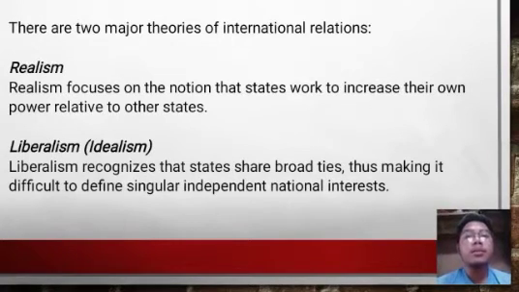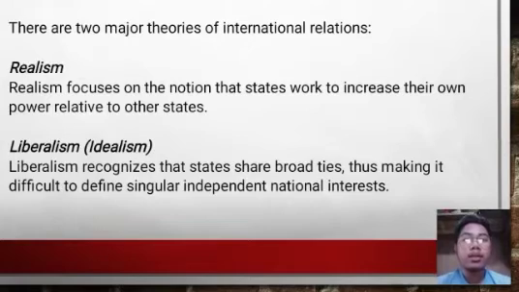Realism is focused on the nation-state, where states work to increase their own power relative to other states. In other words, realism states that the only certainty in the world is power. Therefore, a powerful state with a strong military will always be able to outlast its weaker competitors. Self-preservation is a main measure in realism, as states must always seek power to protect themselves.